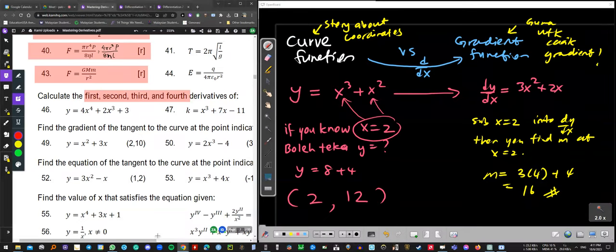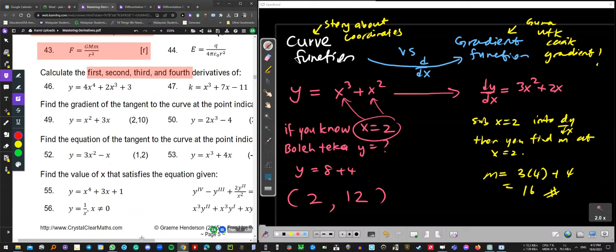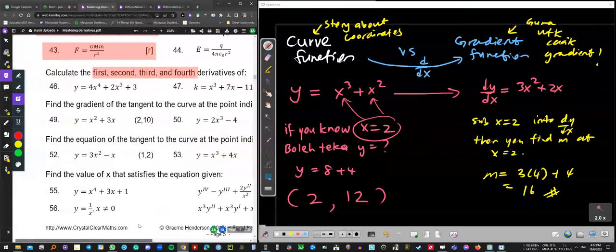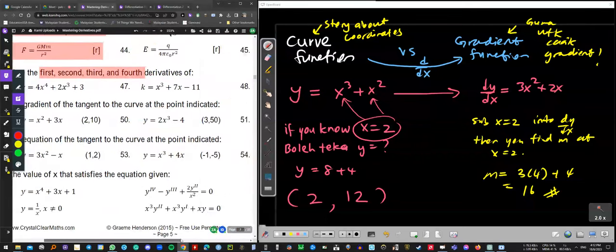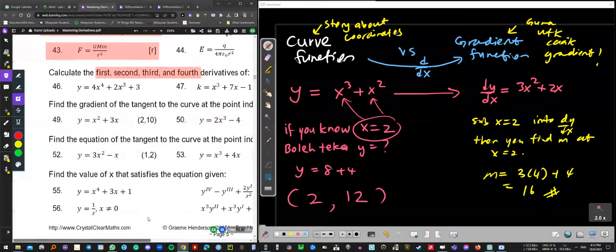Don't make it so pening-pening. It's just curve function guna dia untuk cari coordinates. Bila you differentiate curve function, dia transform jadi gradient function. Guna untuk apa gradient function tu? Cari gradient lah. Nama pun gradient function. Okay. So question 49, 50, 51, you can definitely find the tangent to the curve at the point indicated. 49 sampailah 54, that's for you to do lah.